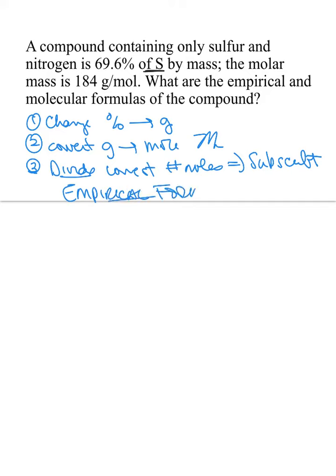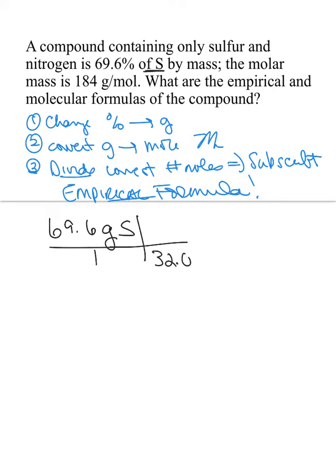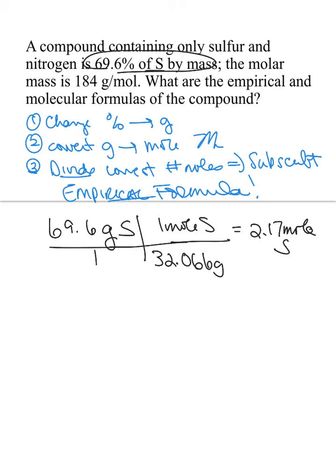We have to get our empirical formula first. So let's see. So if we have 69.6% sulfur, we make that grams of sulfur. And then we look at the periodic table and we see 32.066 grams for 1 mole of sulfur. And that gives us 2.17 mole of sulfur. Now, since there's only 2 compounds, what's the percent of nitrogen?